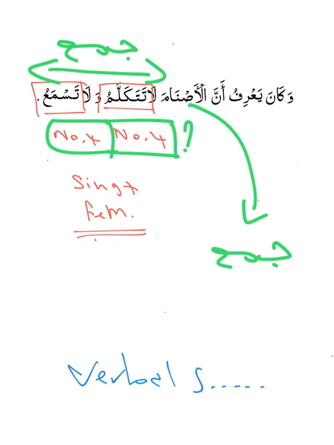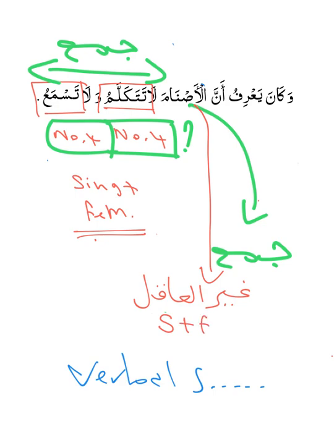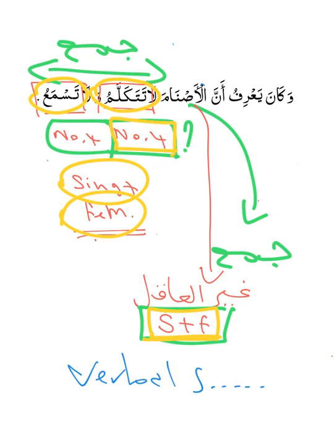We've covered it before. Although al-asnam is a plural, it's the plural of what we call a ghayrul aqil, i.e. the plural of an object. Plurals of an object, you classify them as singular and feminine, what we refer to as S and F. We've done this many times. So because al-asnam is singular and feminine, therefore لا تتكلموا and لا تسمعوا are also singular and feminine, i.e. verb number 4. I hope this is clear, and this is very important.